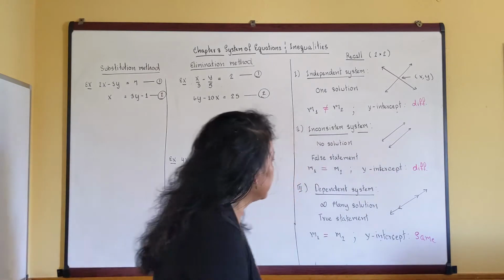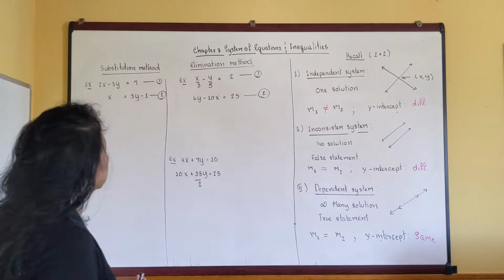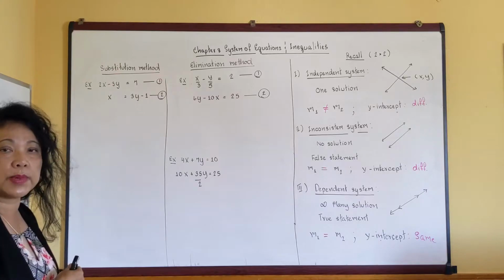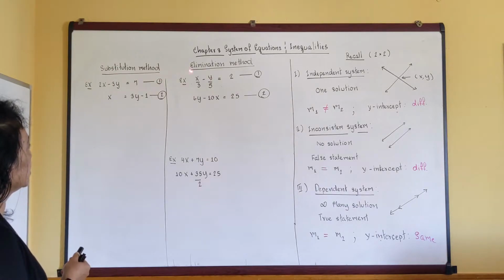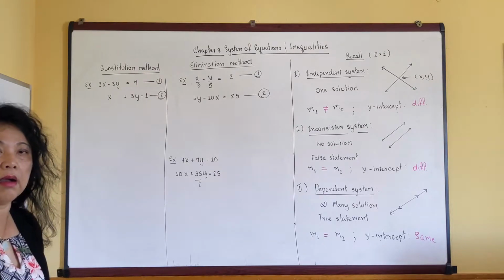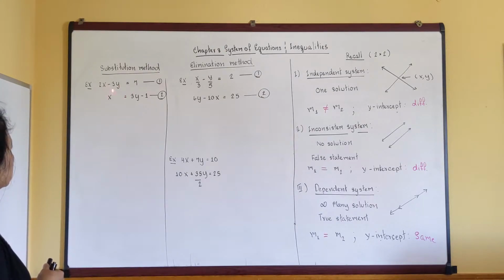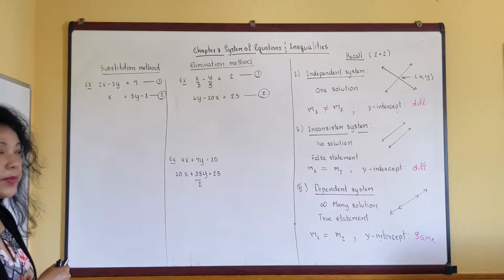So let's look at more examples. The first one, I'm going to use the substitution method. The second and the third one, I'm going to use elimination method. Which method you should use depends on your problem. Look at the first problem here. I have 2x minus 3y equal to 7 and x equal to 3y minus 1. It's best to use substitution method because they solve for one variable for you already. In this case, they solve for x. You just substitute the x in the other equation, then you get the y or the x.